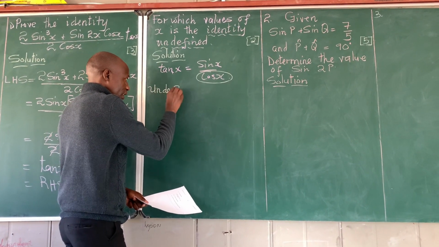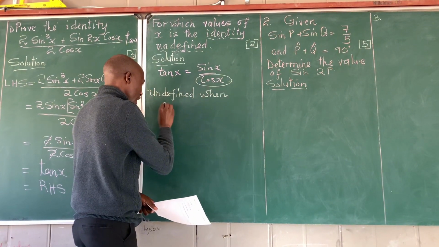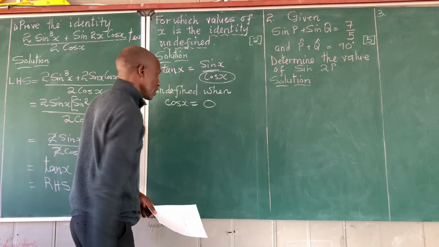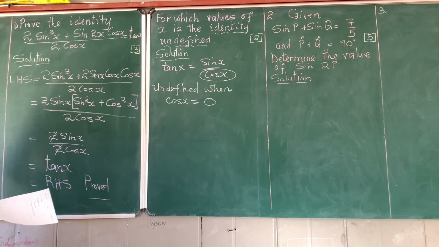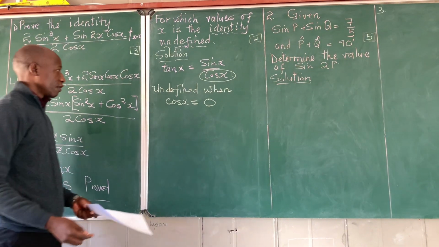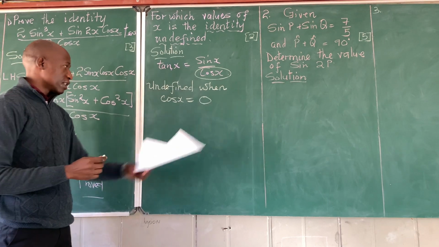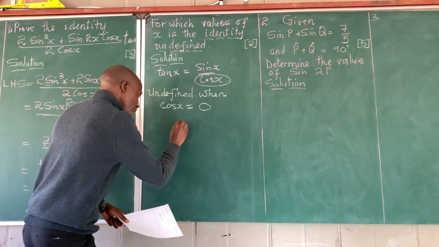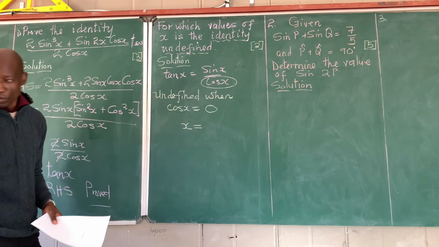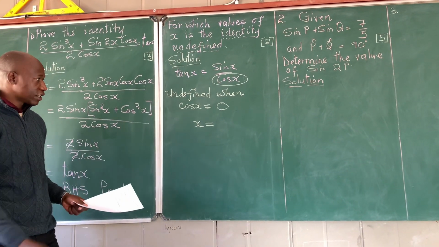So in other words, this identity that we have is undefined when cos x is equal to 0. This denominator is equal to 0. You could also say it's undefined when 2 cos x is equal to 0. You can choose any of them. Now, when we are solving cos x equal to 0, our x would be equal to, if you check the graph of cos, or from your calculator, shift cos 0. What do we get? How many degrees?